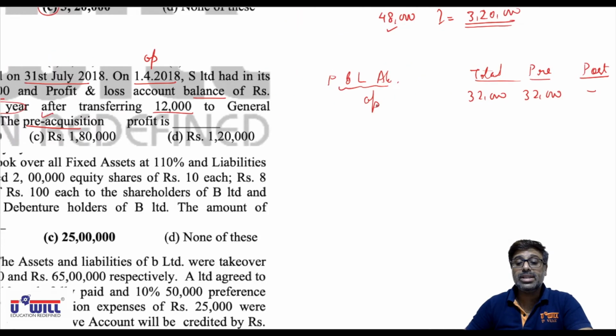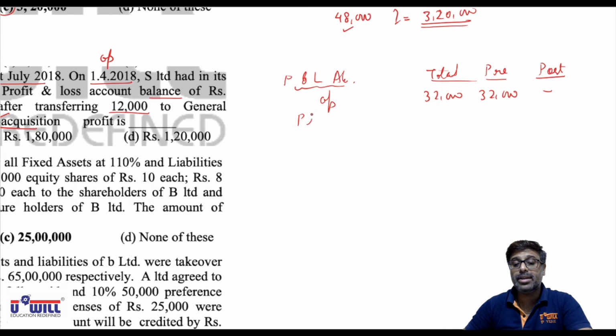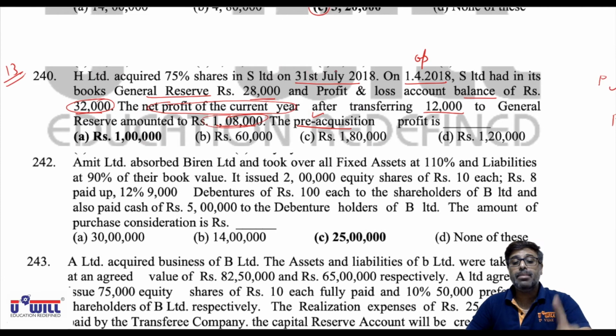Then what is the profit during the year? The net profit for current year after transferring 12,000 to general reserve is 1,08,000. So profit during the year is 1,08,000. That we will distribute in pre and post in what ratio? 31st July means April, May, June, July, 4 months to 8 months. 1:2 is the time ratio.